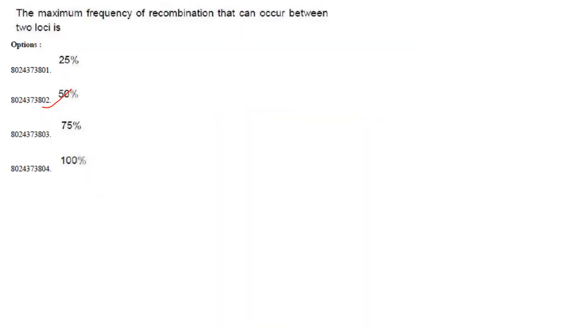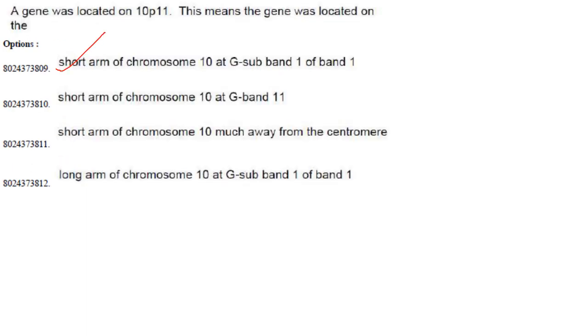Then next one. The maximum frequency of recombination that can occur between 2 loci is 50%. Answer is option 2. It's a very direct question. Then the gene was located on 10p11. Which means the gene was located on p, meaning it is on the short arm of chromosome 10. So short arm of chromosome 10 at G sub band 1 of 1. That is the answer. Answer is option 1.